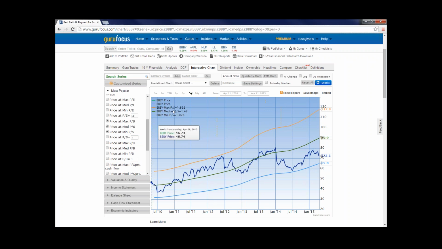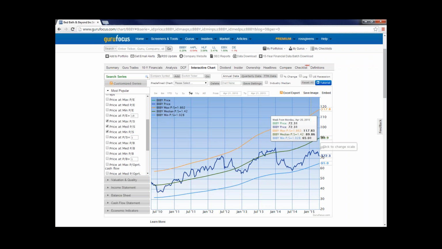So the highest price to sales level we've seen up here, 1.862. The lowest is just over 1, and the median is about 1.42. So judging on price to sales alone, is Lumber Liquidators a good buy today based on the last 5 years or a bad buy? Again, just on this one indicator, to me it's a good buy, right?